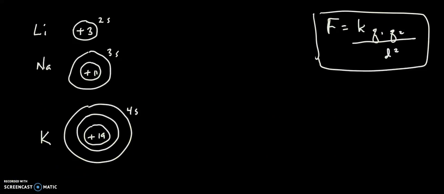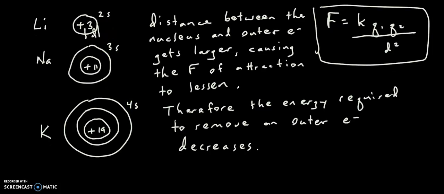Moving down the periodic table from lithium to sodium to potassium, the outermost electrons move from 2s in lithium to 3s in sodium to 4s in potassium. Because the outer electrons, 2s, 3s, 4s, get further and further away from the nucleus, the distance between the nucleus and the outermost electrons gets greater and greater as we move down the periodic table.